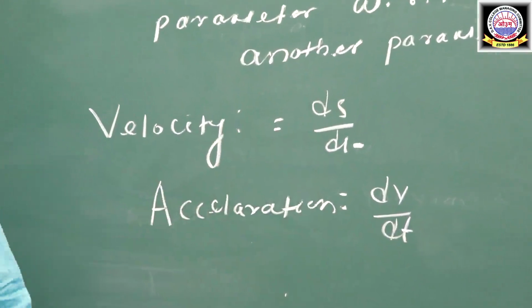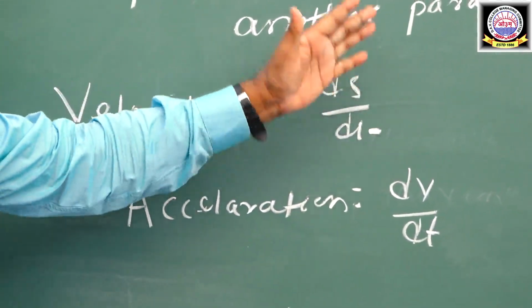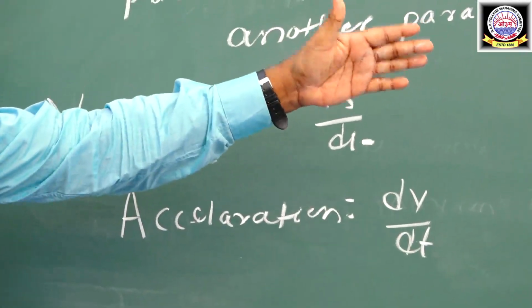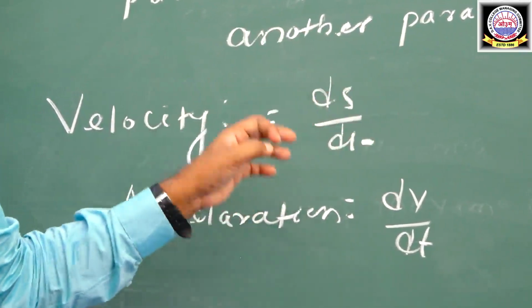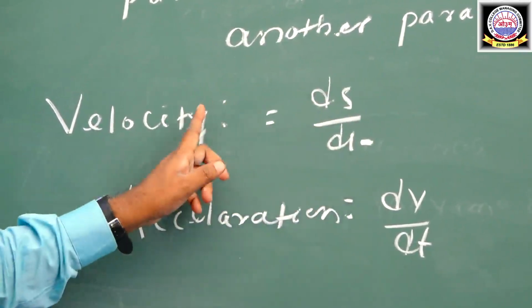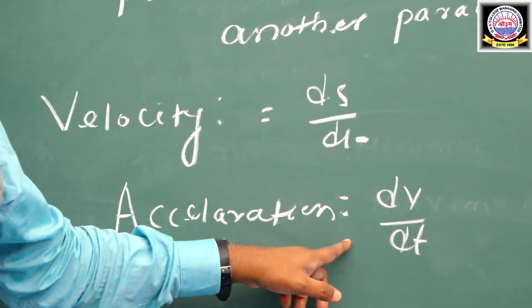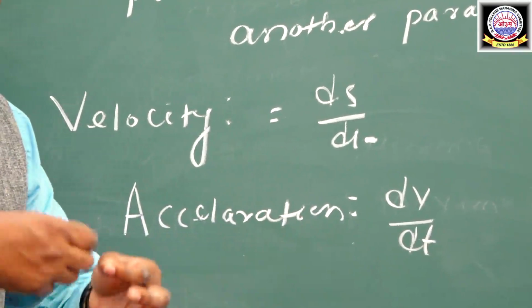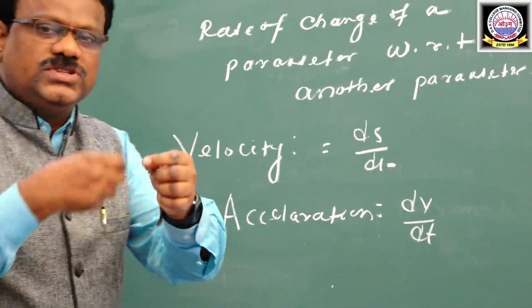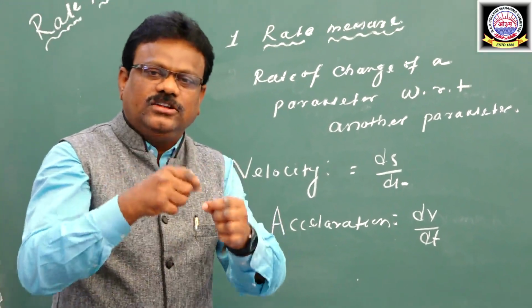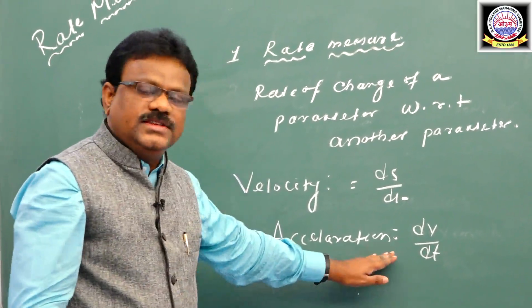So, if I analyze these two, what does it mean? Suppose one body is moving and it is covering some distance. So, we find the change of the distance with respect to the change of time, that is your velocity. Similarly, acceleration. What is acceleration? When one body is moving, the velocity is also changing. If the velocity is changing, the rate of change of the velocity with respect to time is your acceleration.